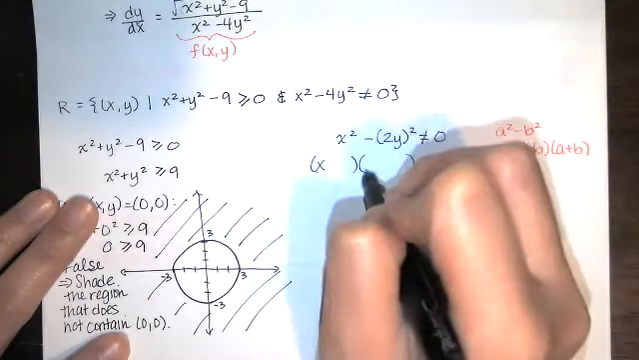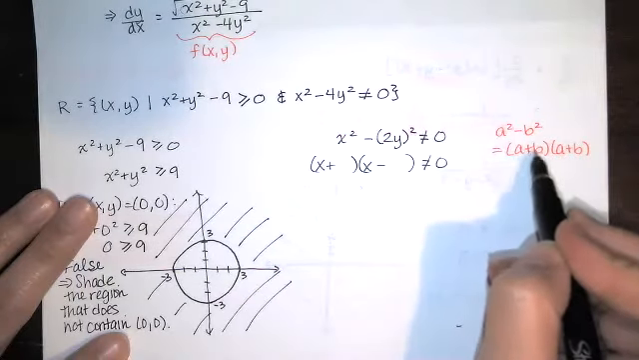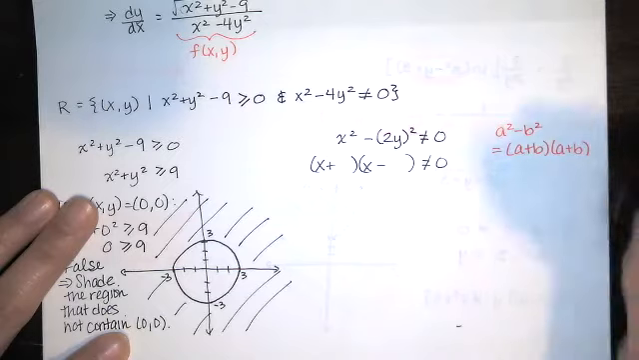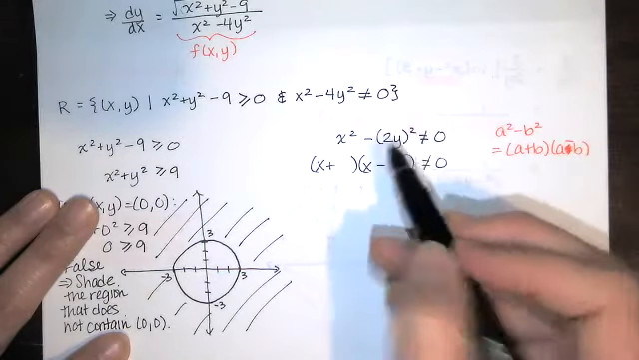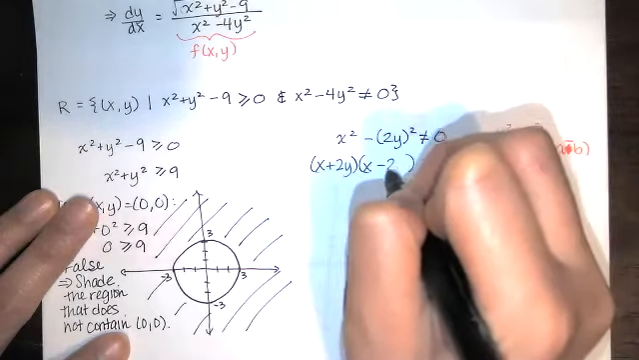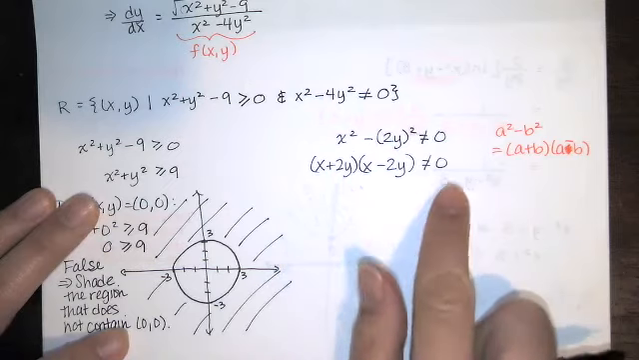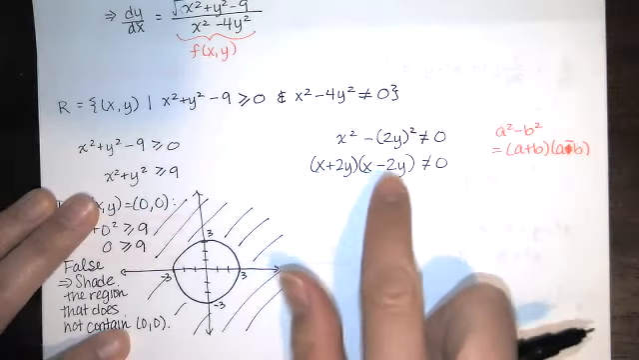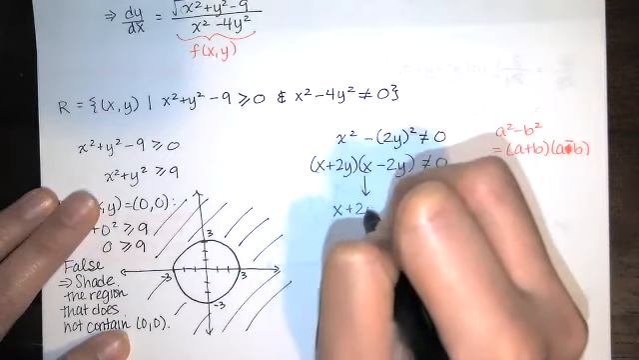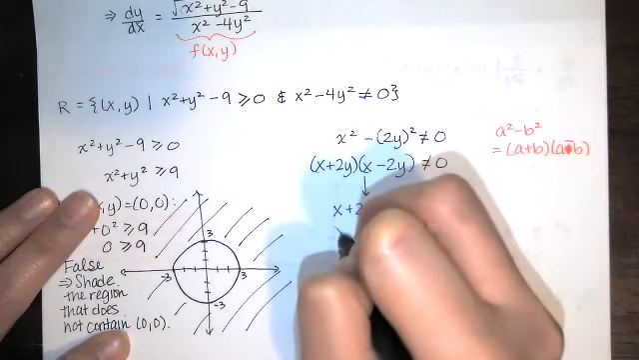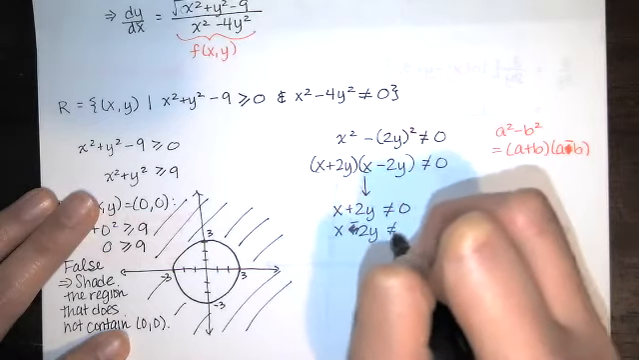You get an x here and an x here, and then we're going to add and subtract, just like you have an a plus b and an a minus b over here, and you're going to add 2y and subtract 2y. So that's what goes there. If this times this is not equal to 0, that means neither of these are 0. So x plus 2y is not equal to 0, and x minus 2y is not equal to 0.